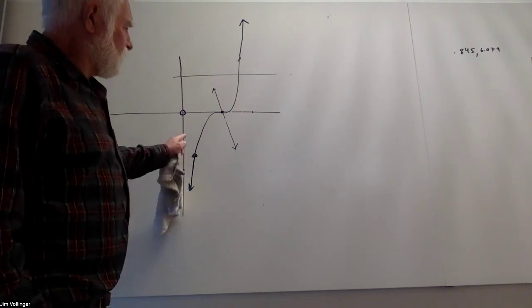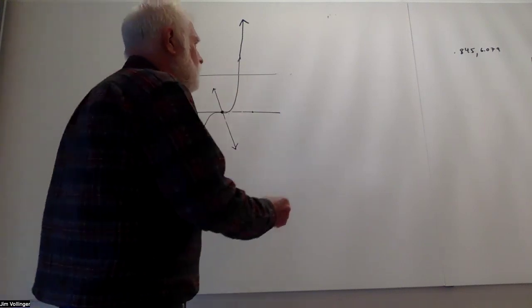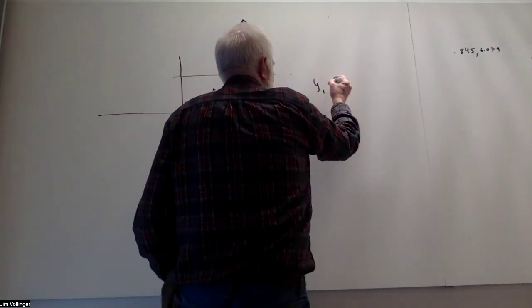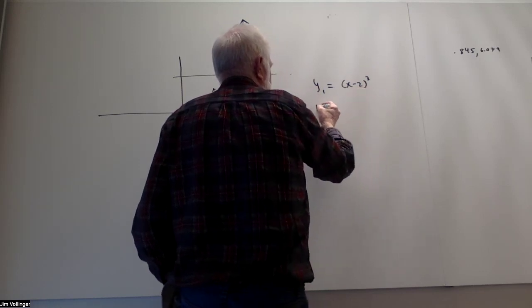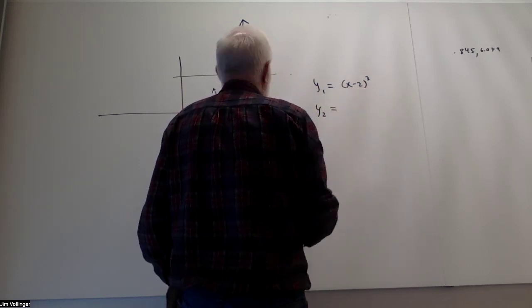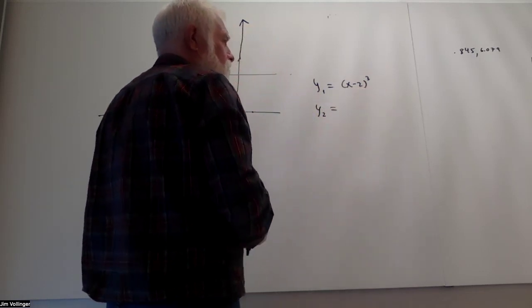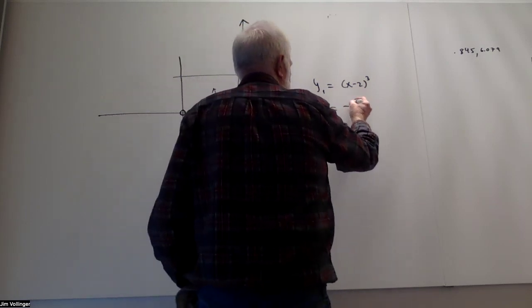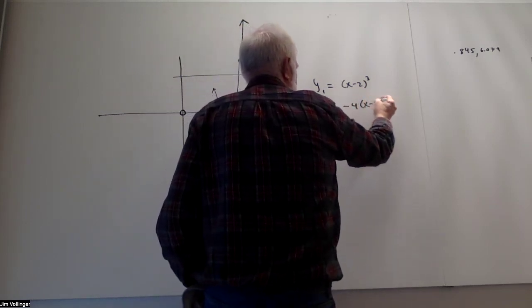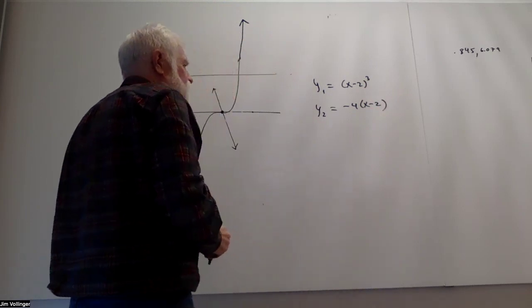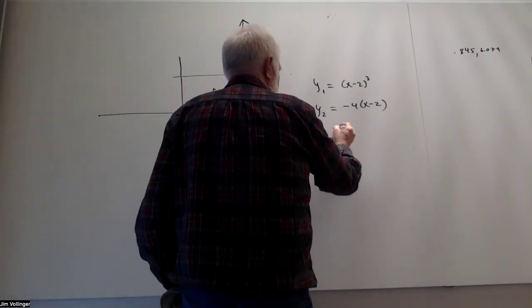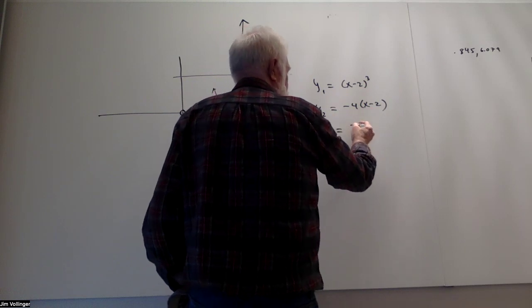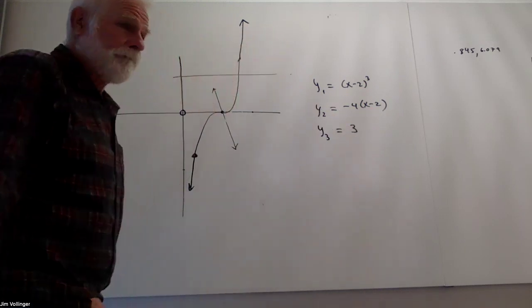Well, let's actually give some names. Let's give the cubic our first graph, y1 = (x - 2) cubed. Our second graph, we'll call that one y2 = -4 times (x - 2). We have a point of intersection at (2, 0). And our third graph, y3, we'll call that a constant of 3.